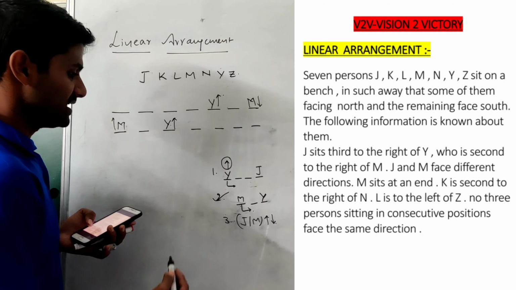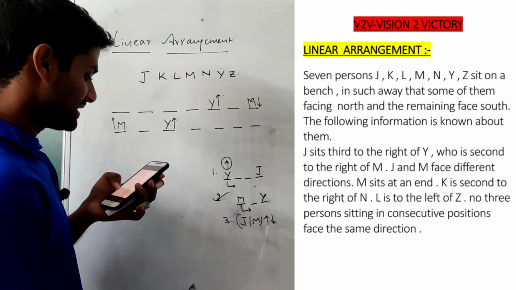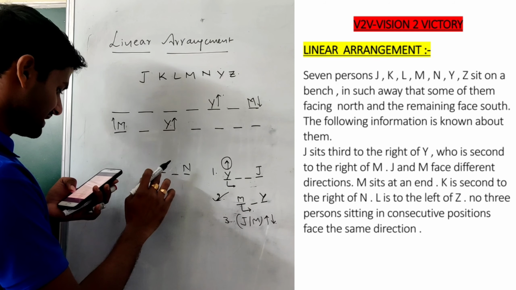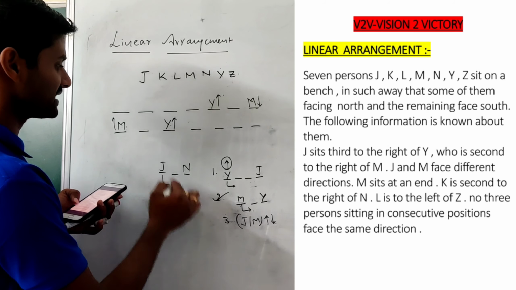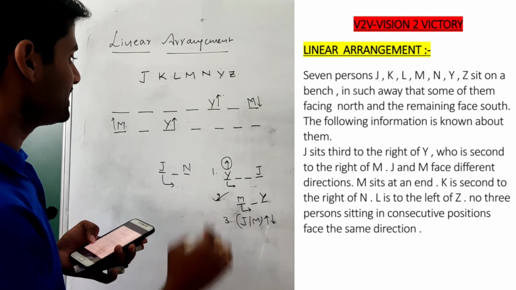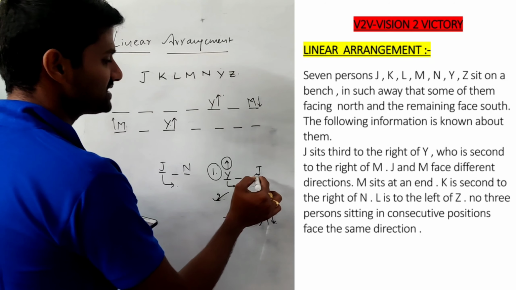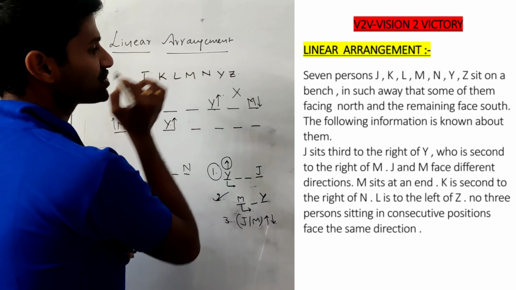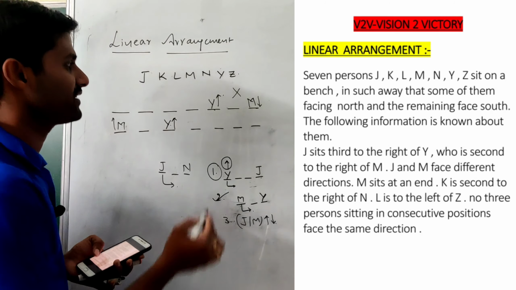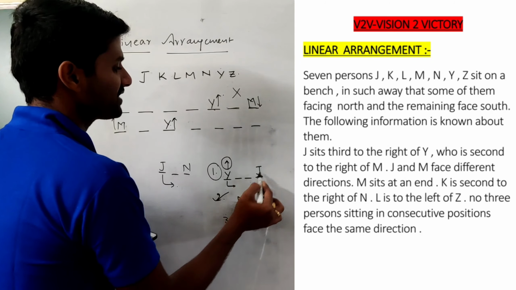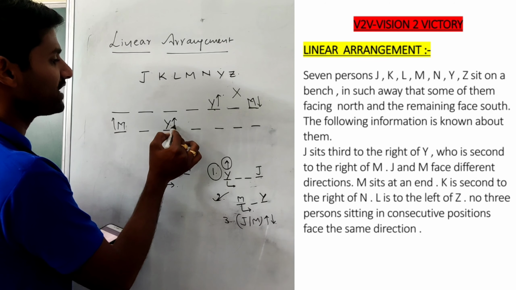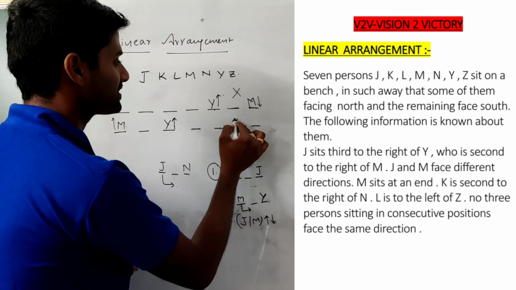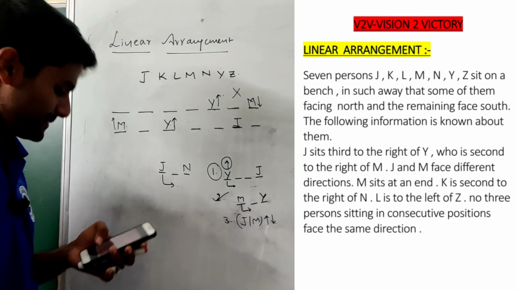So next one. N is second right of J. We don't know J yet. But the first information says J is the third right of Y. Here there is no right position, so we can eliminate the first possibility. Why? Because we have only 2 rights but we require a third right. We know that Y is facing north, so exactly third right is the position J can occupy. So this is the position for J.